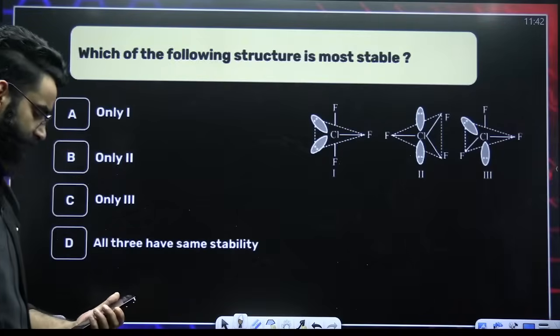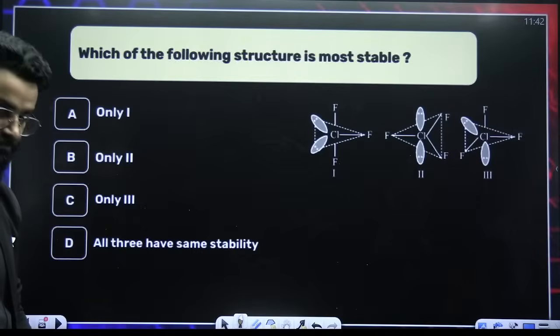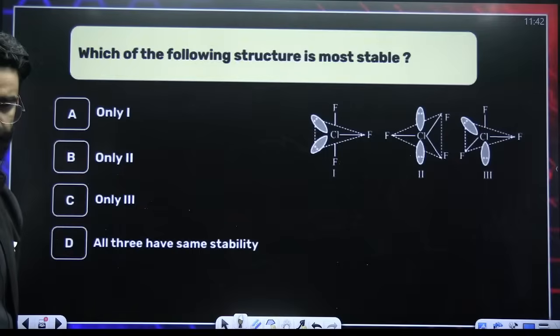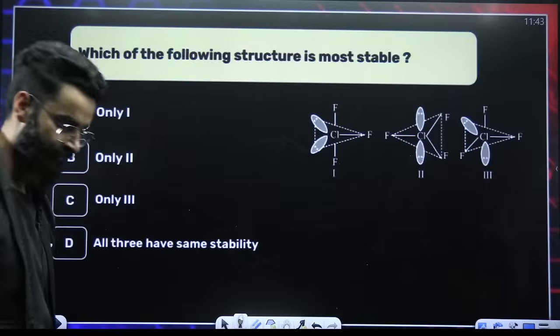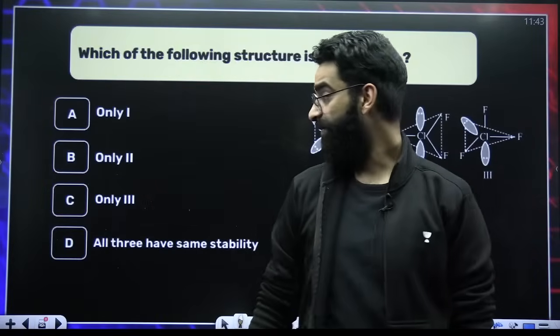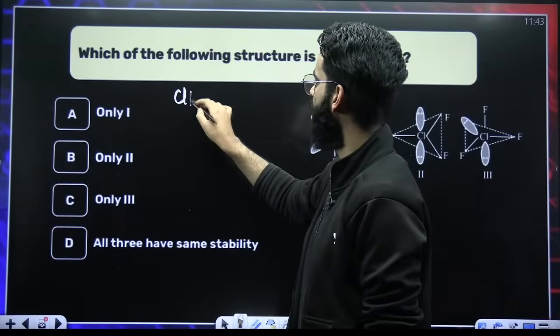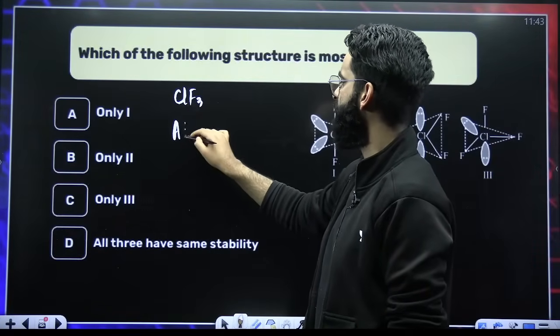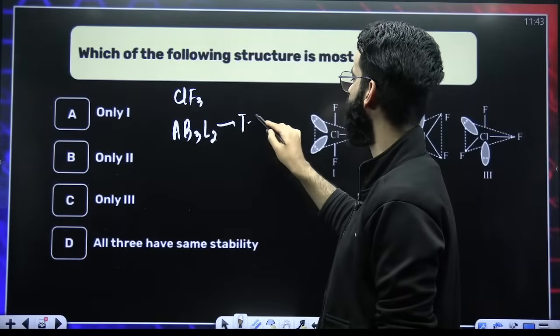What about this one? Which of the following structures is most stable? We are given the ClF3 molecule, right? If you look at the ClF3 molecule, the type will be AB3L2 and it has to be T-shaped.